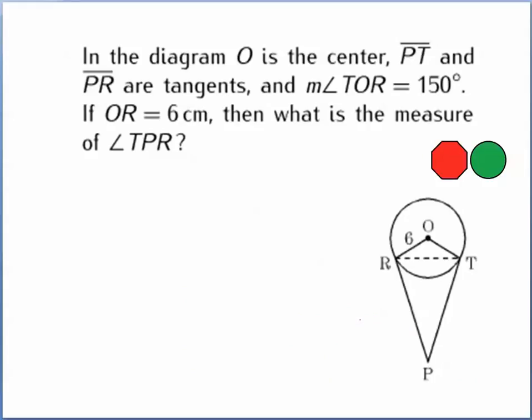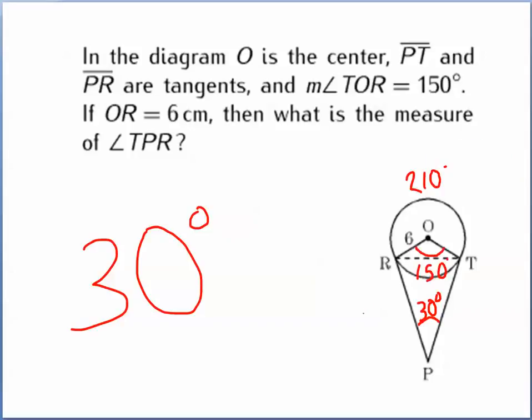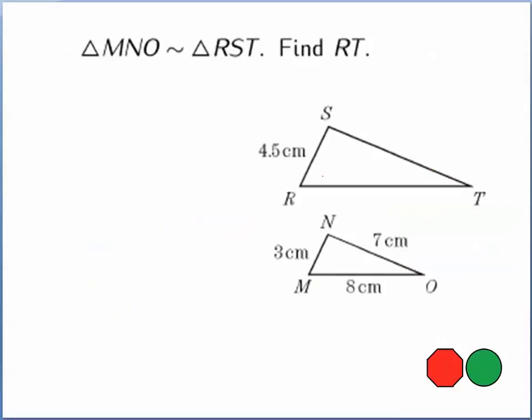All right, click on the stop sign, see if you can solve this. Well, works like this. The correct answer is going to be 30. We know that if this is 150 degrees right here, that this arc is also 150 degrees. The total circle is 360 degrees, which means that this arc right here happens to be 210. The difference between 210 and 150 is 60. Half of that is 30, and that gives us this angle measure right here.